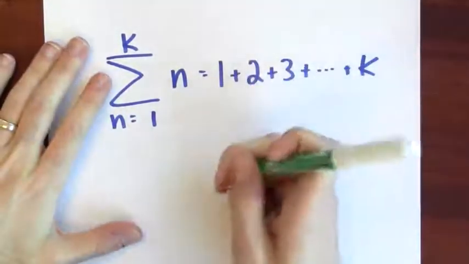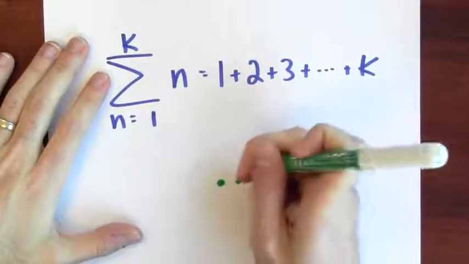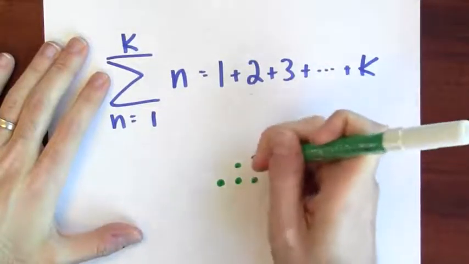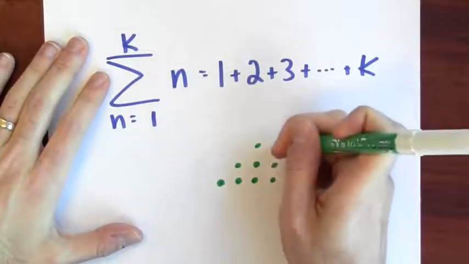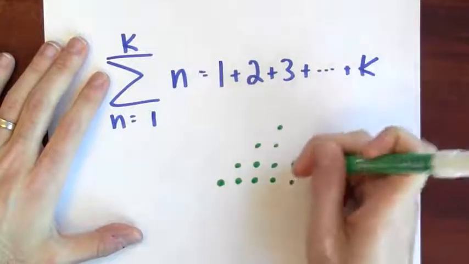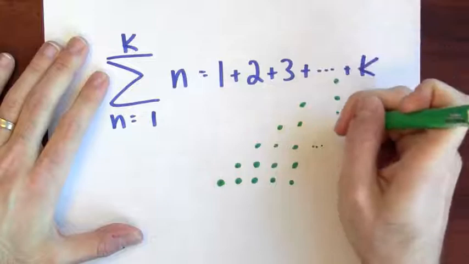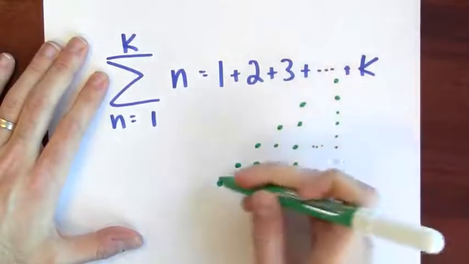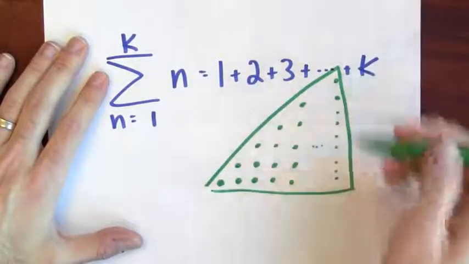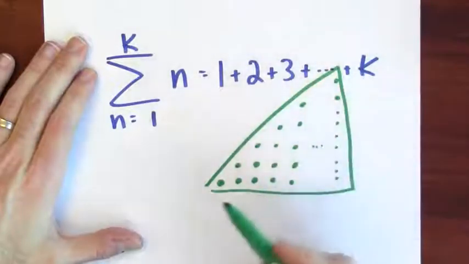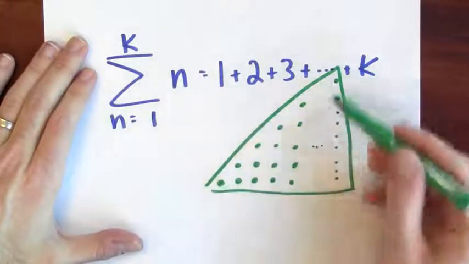Let me draw a picture. So 1 dot, 2 dots, 3 dots, 4 dots, 5 dots, and then I'll keep on going until I get to k dots. And this picture here is a triangle. So this sum is counting the number of dots in a triangle. Having that k there makes this a very general problem.